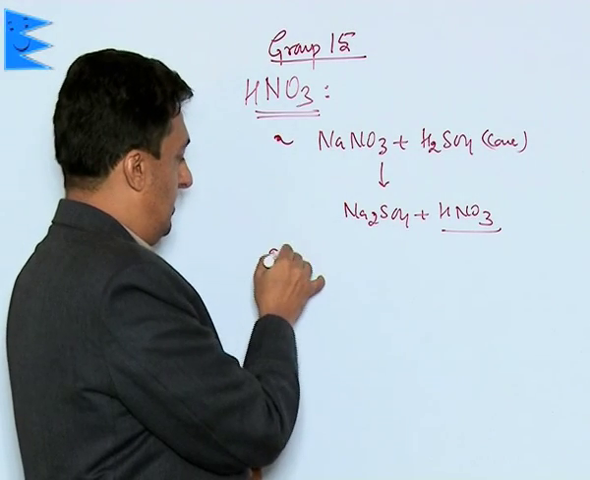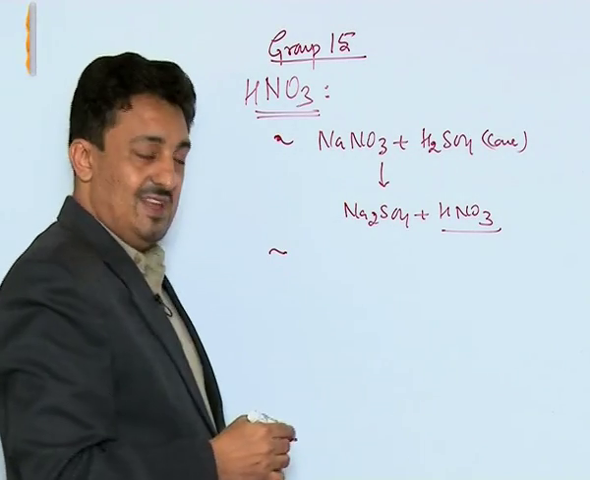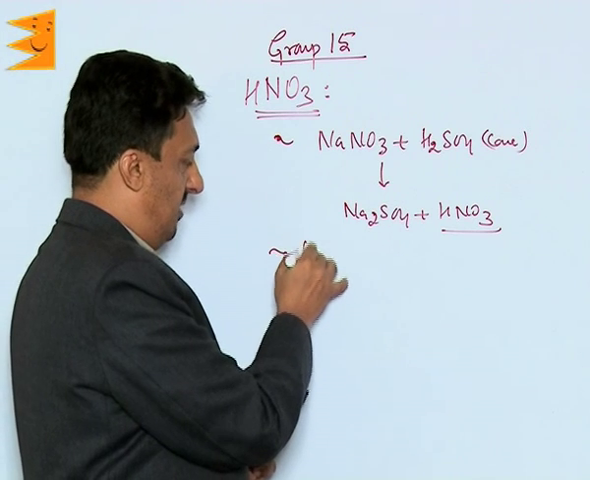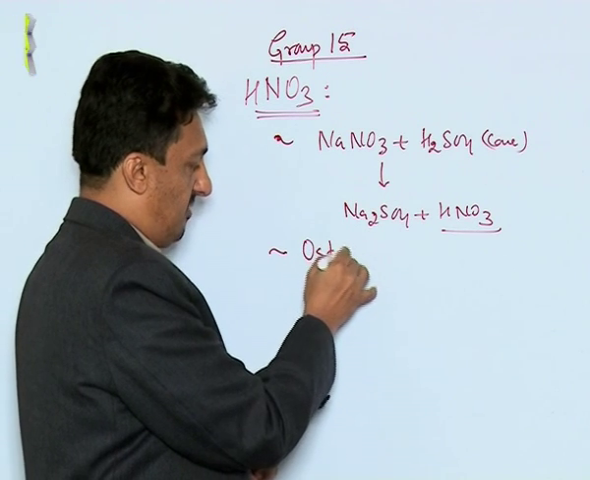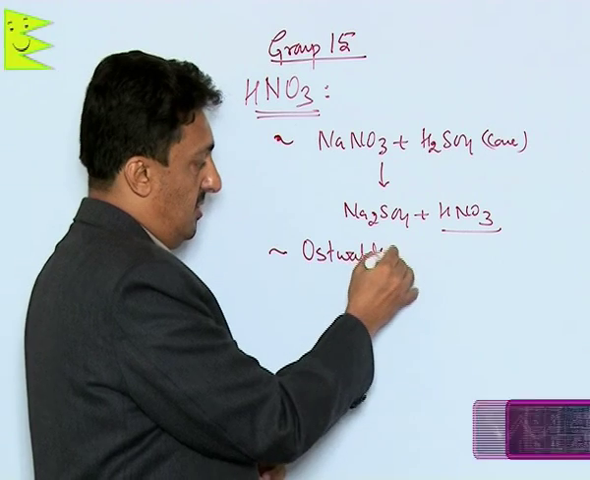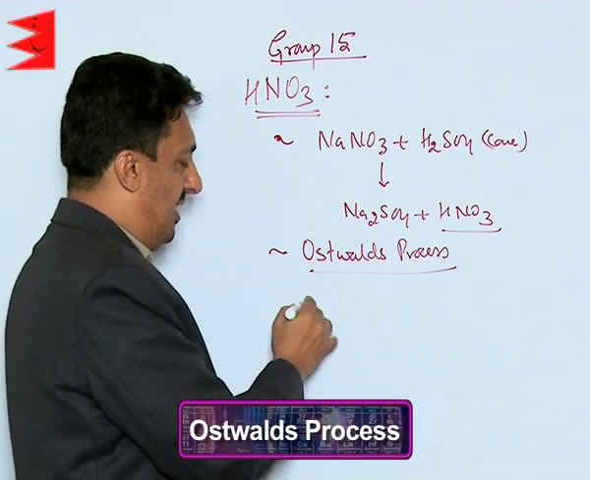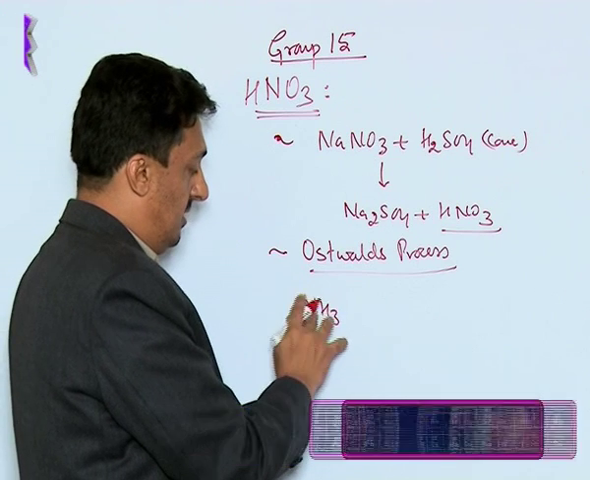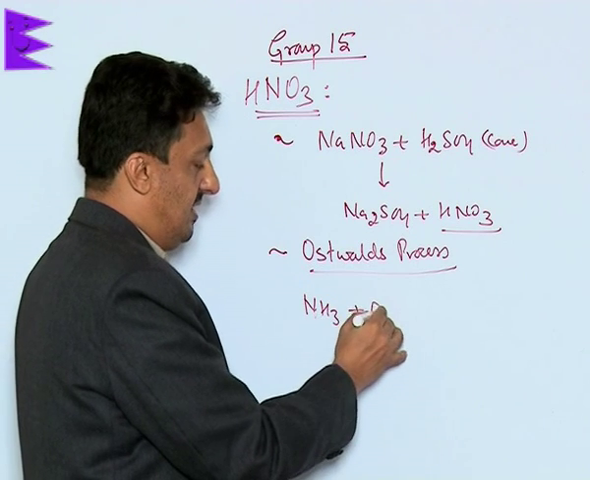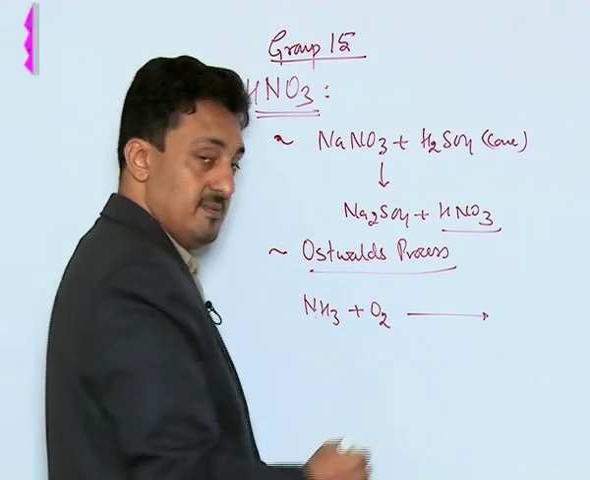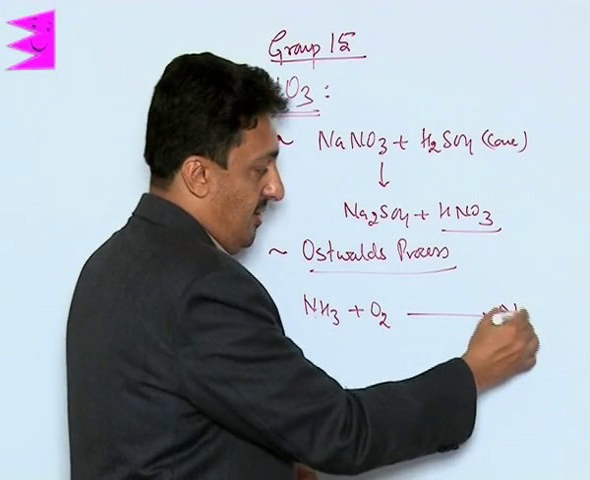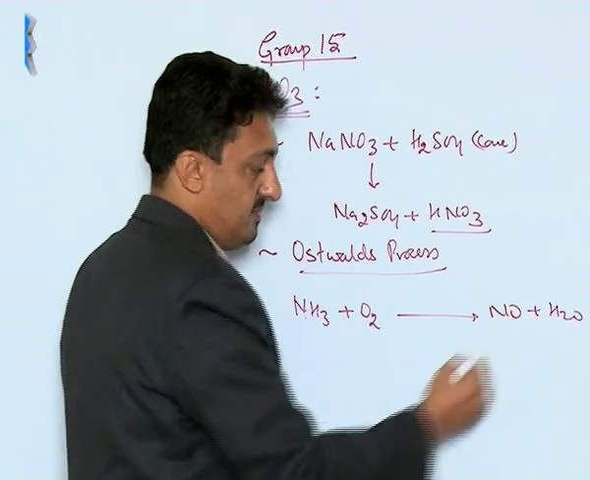Industrially or commercially, it is obtained by a process which is called Ostwald's process. In Ostwald's process, ammonia is catalytically oxidized to nitric oxide and water.